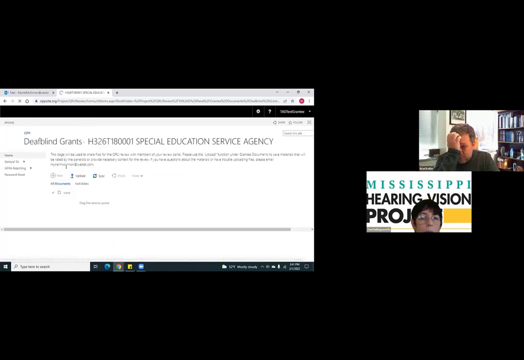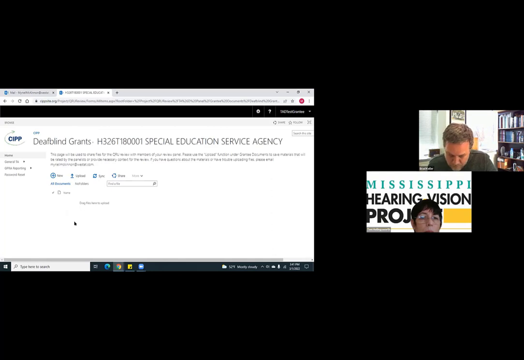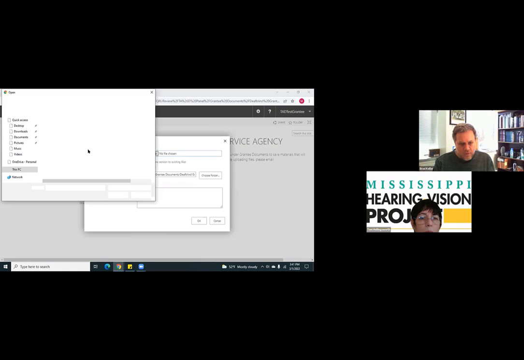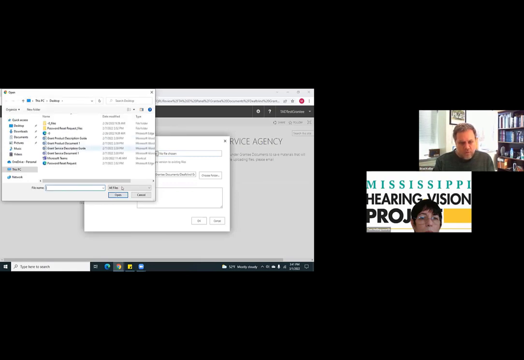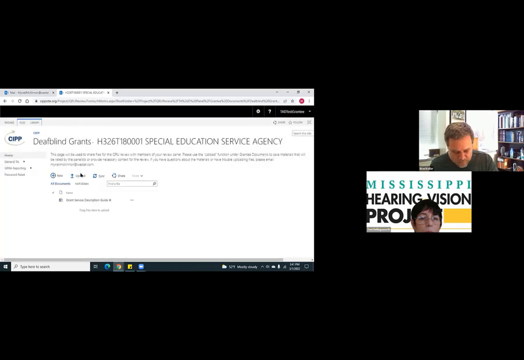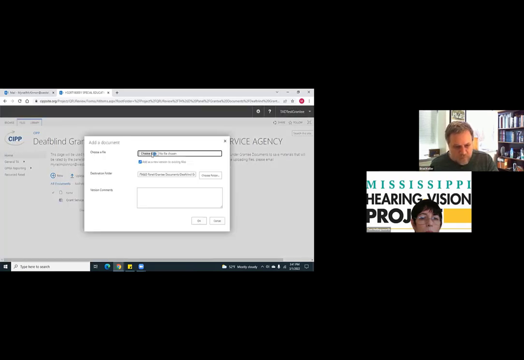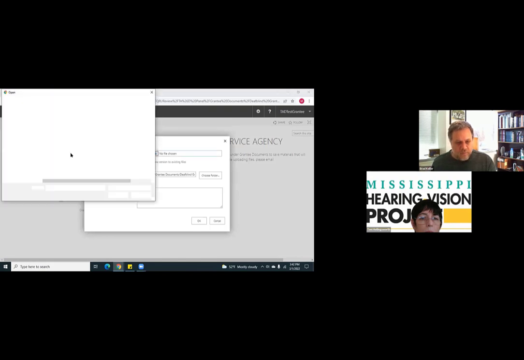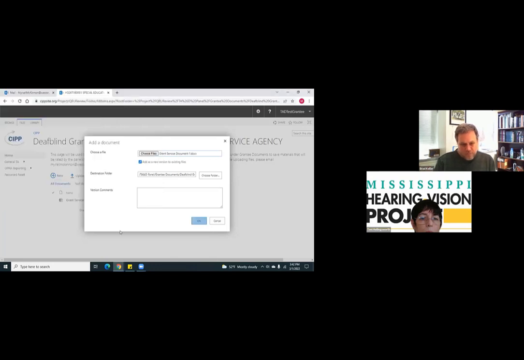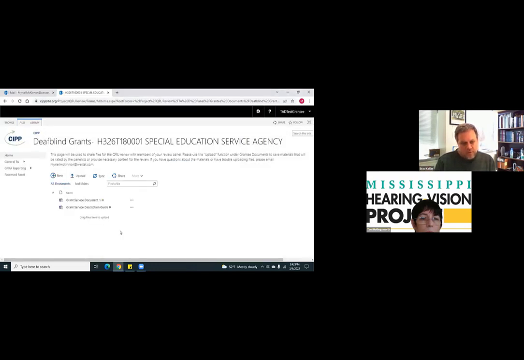So when you locate the folder for your grant, you can either drag or drop files in the area here, or upload them by pressing the upload button. Okay. So here as an example, I'm going to upload two documents, grant service description guide, and I'm also going to upload grant service document 1. So this is an example of the naming convention that we suggest you to use.